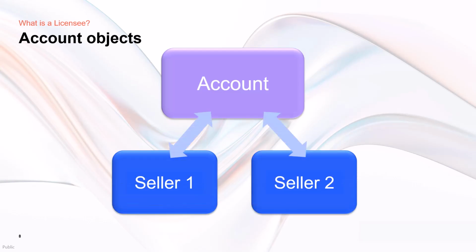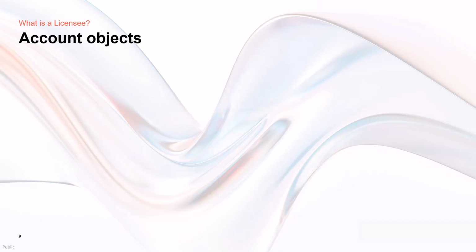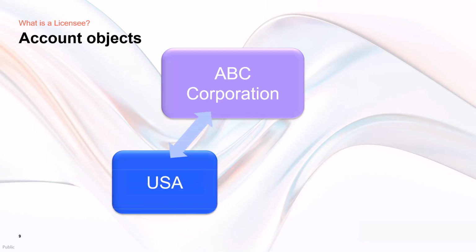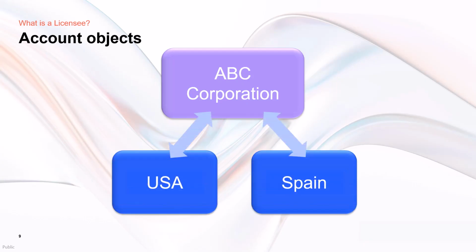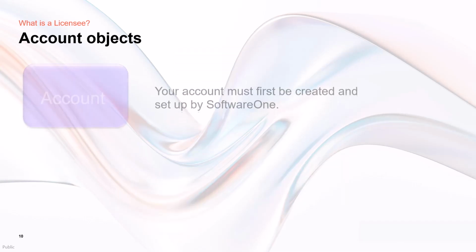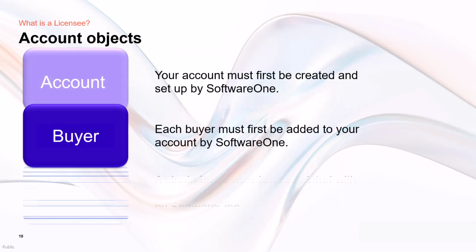Another important object is the seller. This corresponds to the country you'll be billed from and typically designates the billing currency. ABC Corporation wants to be billed in US dollars and in euro, so they have sellers set up in the US and in Spain.